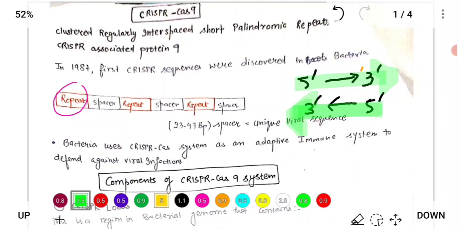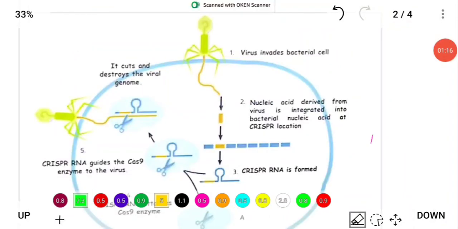Then the spacer sequences here are the unique viral sequences. So bacteria use this system as an adaptive immune system to defend against viral infection. Now how the bacteria is able to defend itself from the viral infection, we will understand this mechanism with the help of a diagram.